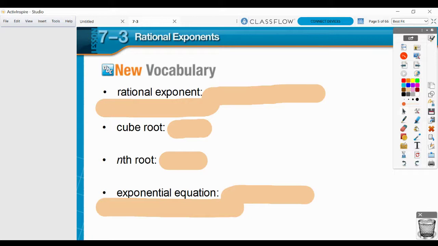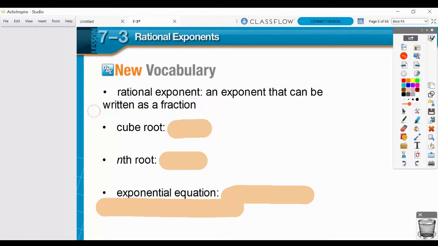This is the first video for 7.3 dealing with rational exponents. And there are some vocabulary words that we need to go over first. So the definition of a rational exponent is an exponent that can be written as a fraction. So basically you can take the exponent and no longer have a whole number, but it can be written as a fraction instead.